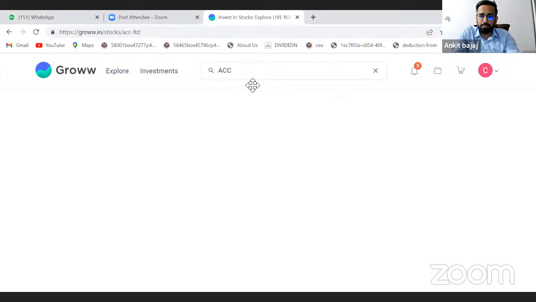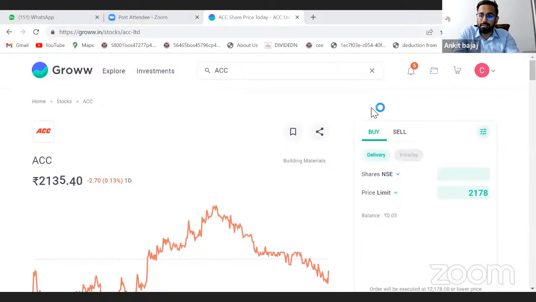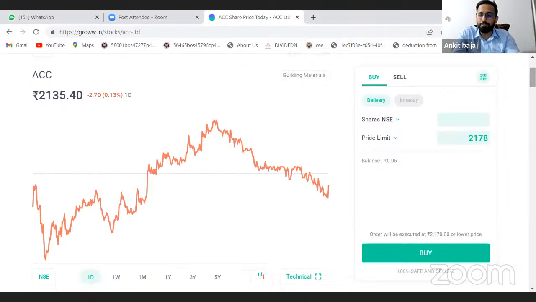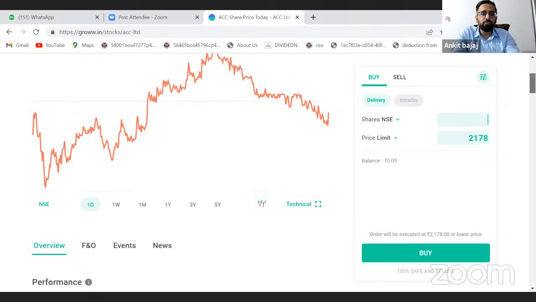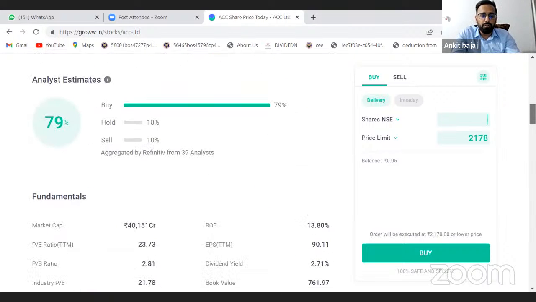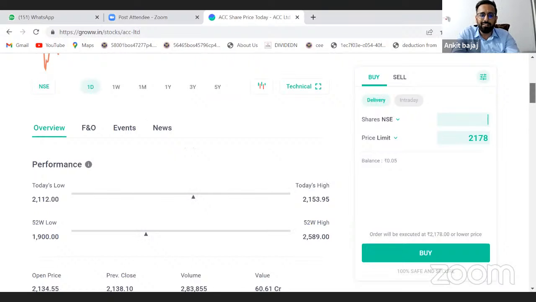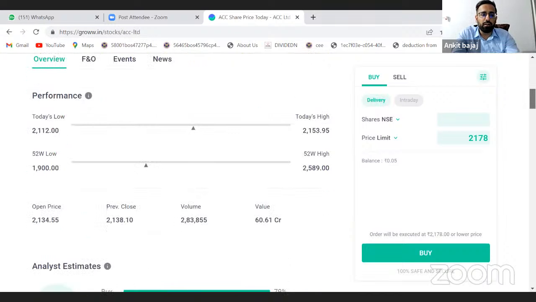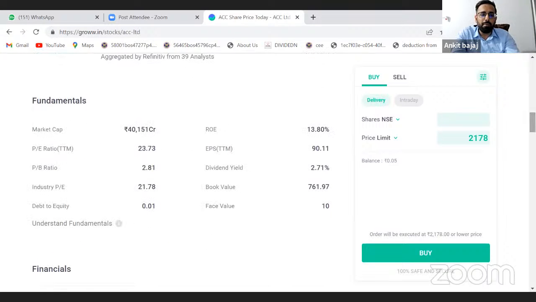Today the market is closed, right? So you won't be able to see the live price. But if you see the price of ACC Limited on the previous Friday, it was 2,135. This is the closing price, right? Further, some other information is given in this application. The highest price was 2,153, and the lowest price was 2,112, right? Further, the market capitalization of the company is 40,151 crore, right?